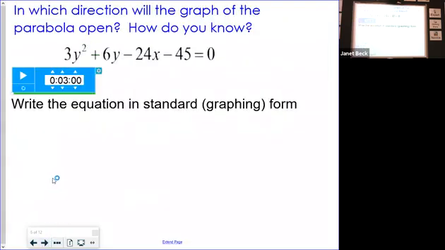So now you try this one. I'm giving you 3 minutes, see how well you can do. You're completing the square, you don't need to graph it. Just complete the square, write me an equation in graphing form and recognize which way it opens. Go.